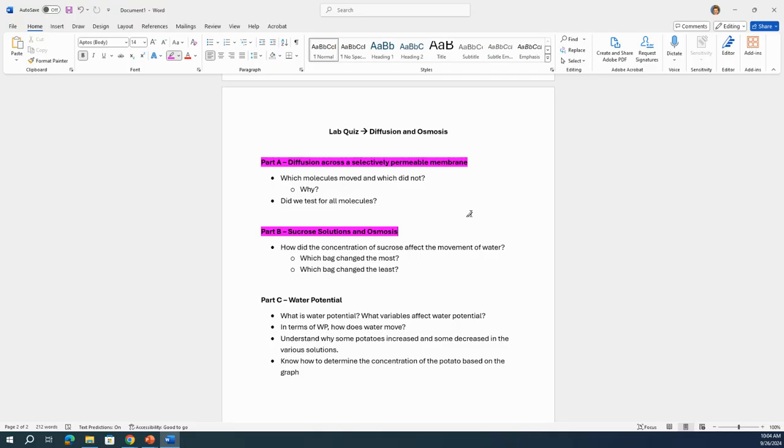And so what you're looking at here is just the movement of water by osmosis. And so you were trying to answer the question, how did the concentration of sucrose affect the movement of water? So I hope that went smoothly yesterday, and I hope you got to see some good results.